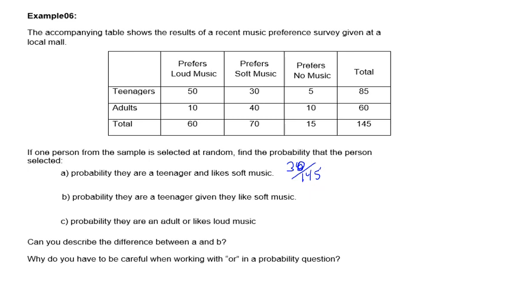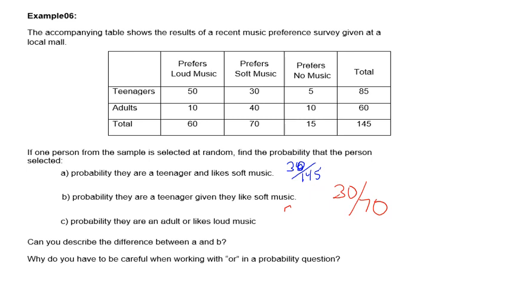Part B, I want the probability they are a teenager. Now here's a very important word here, given they like soft music. I know these people like soft music. The person selected likes soft music. If I know they like soft music, I know I'm pulling from this particular column here. How many ways can I choose a teenager in this column? 30. How many ways can I choose somebody from this column? 70.